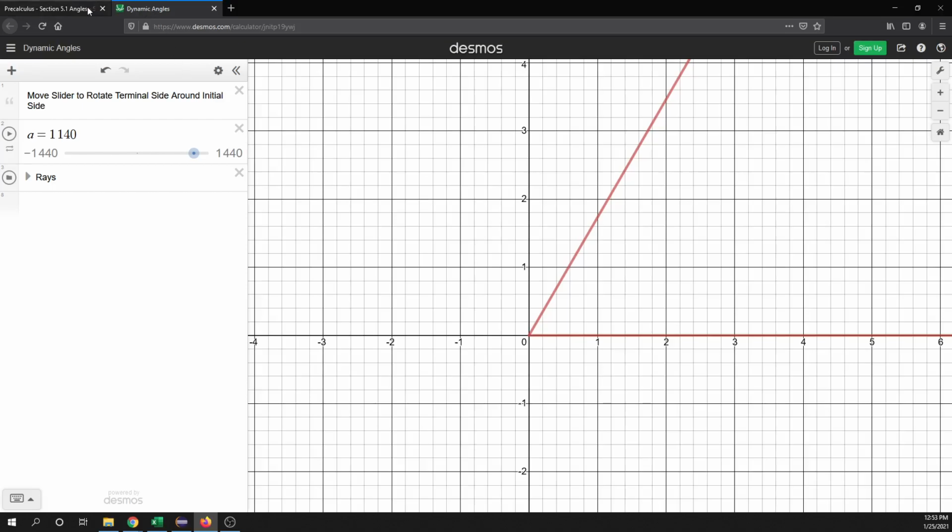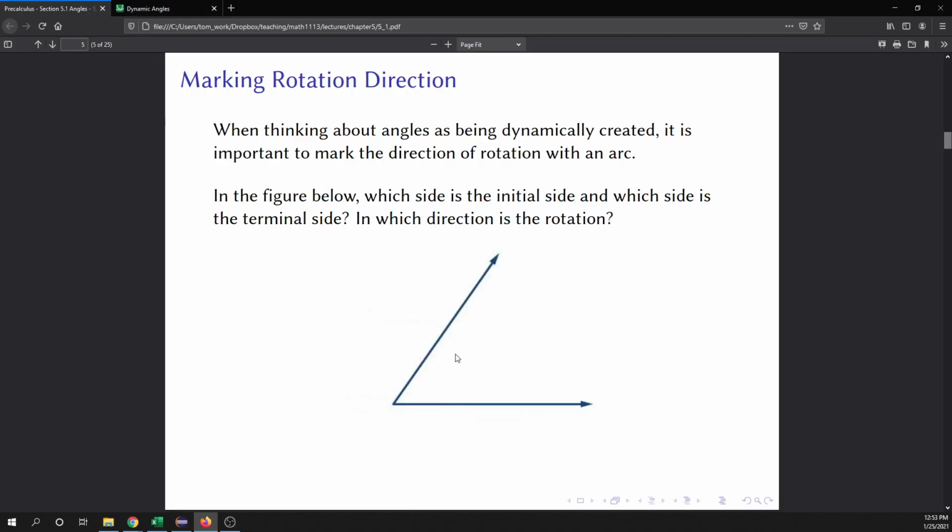But on paper, if you just see the end result of this, then it's really hard to tell which side is the initial side, which side is the terminal side. Which way did the terminal side rotate? In the clockwise direction or the counterclockwise direction? We don't know.